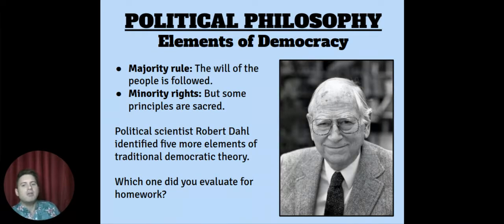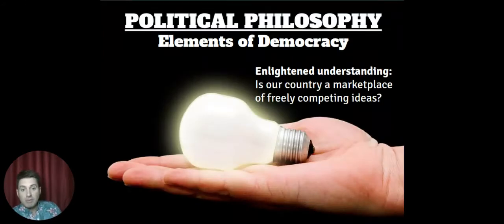As we look at other elements of democratic theory, we'll use the thoughts of Robert Dahl, not Roald Dahl, who wrote James and the Giant Peach, but Robert Dahl, the political scientist. He's got 5 elements of traditional democratic theory that you read about and wrote about for homework. Think about the one you evaluated. And now in your notes, I'll try to get you to write down thoughts, examples, and questions about the other elements as well. I want us to be able to evaluate our country, and this is one way to do it. The first element we'll look at is enlightened understanding.